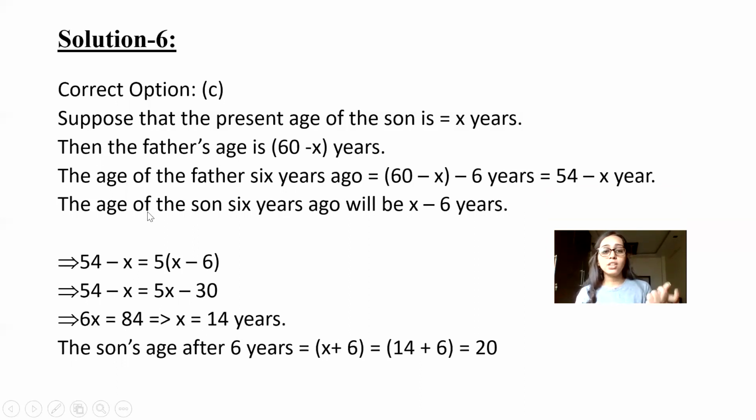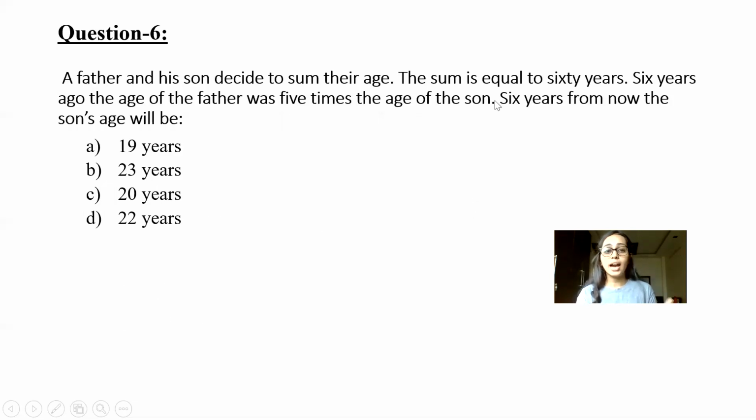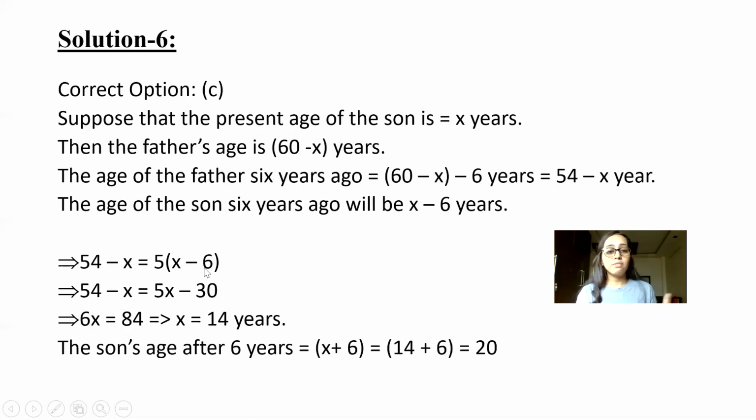So now we have the age of the son 6 years ago. 6 years ago means you have to go into the past, so x minus 6. So now we have two expressions: 54 minus x is the age of the father 6 years ago, and the age of the son 6 years ago is x minus 6. But we have one more condition, that it is 5 times the age of the son. So we multiply the son's age x minus 6 by 5. Now the equation is 54 minus x equals 5x minus 30. So 6x equals 84. Just move x to this side and 54 minus 30 to this side. So x equals 14.